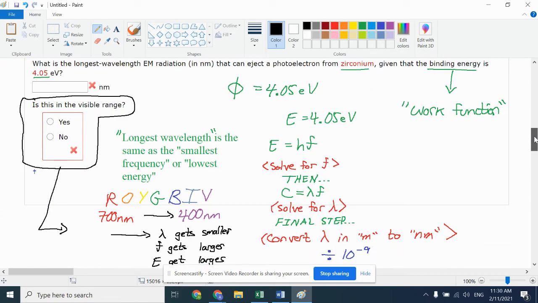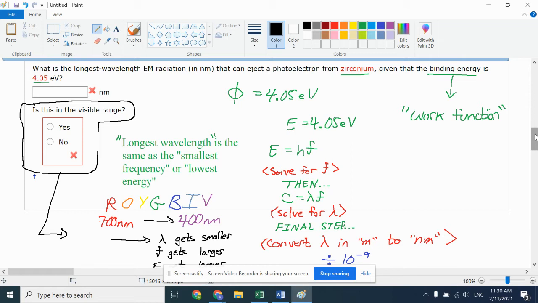Question 4, I'm not going to solve for you, but I am going to show you the process. Question 4 from WebAssign says the longest wavelength. I want to point out longest wavelength is the same thing as saying the smallest frequency or lowest energy. The longest wavelength or lowest energy for zirconium in order to eject an electron is 4.05, which means you have to have at least 4.05 electron volts of energy to eject an electron. Binding energy means the work function.